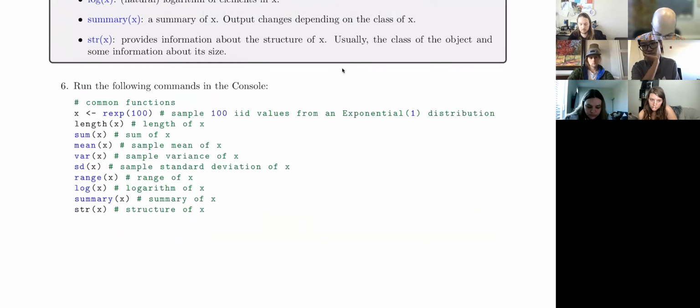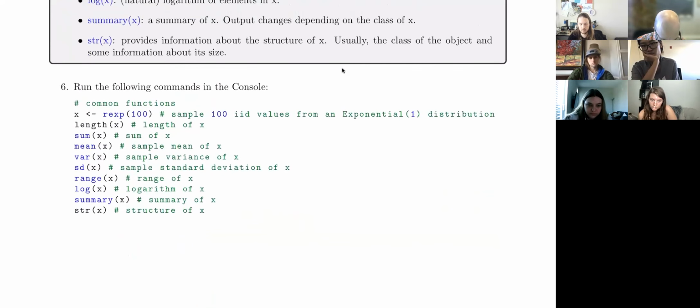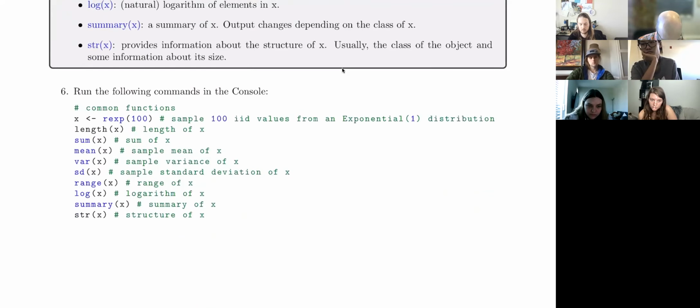Okay, so unless there are some questions about these functions, I think I will just let you play around with this.